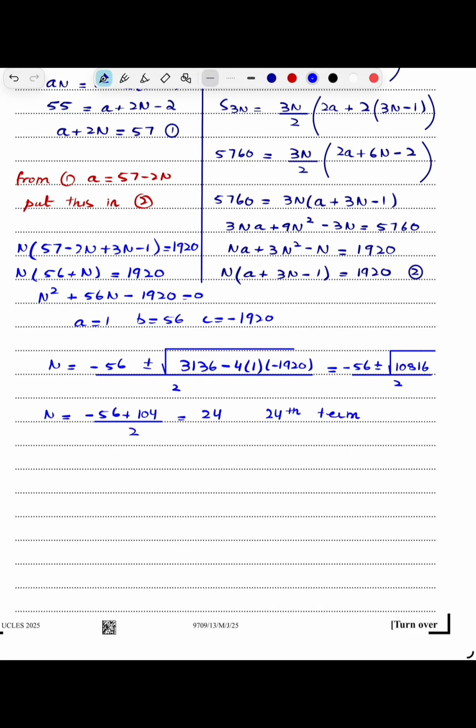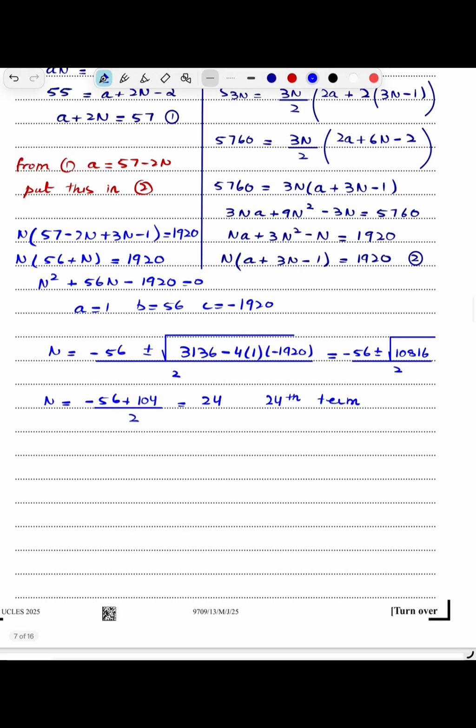Let's find the value of a. We know that a is equals to a 57 minus 2n, right? And the value of n is, we just calculated as 24, so this is going to be a 9. So the first term is a 9.